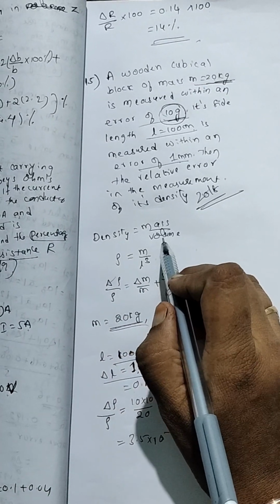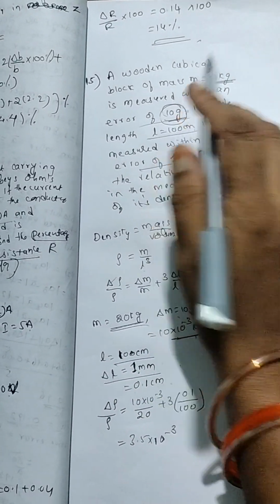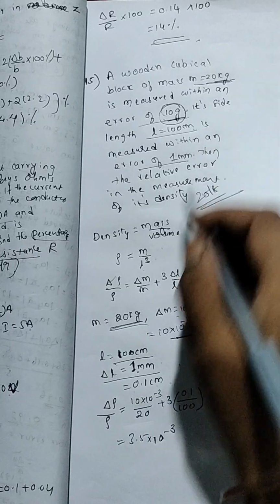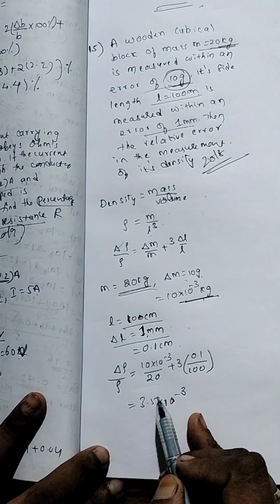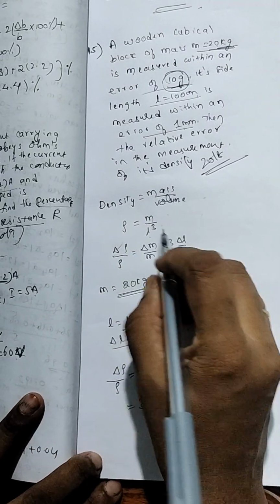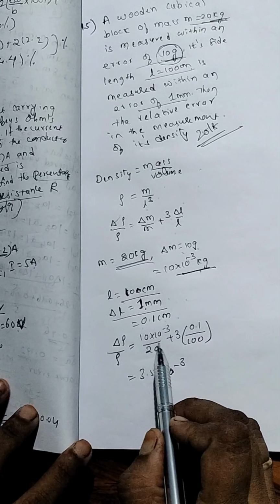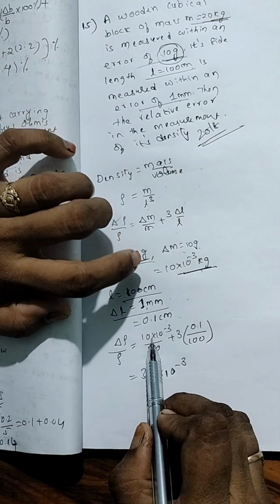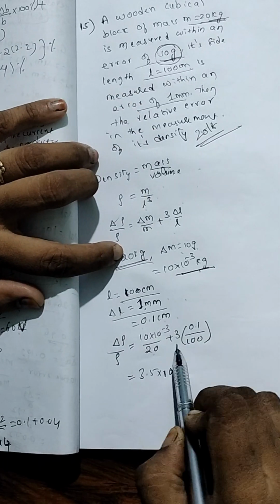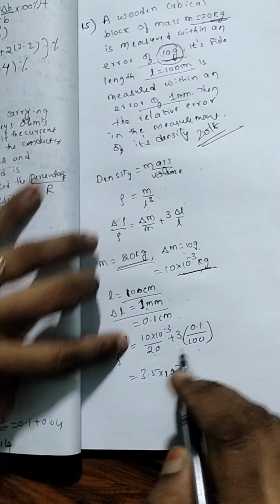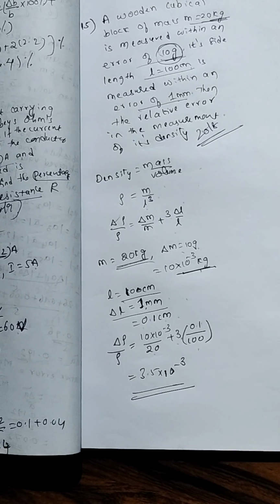Now density is mass by volume. Volume means length into breadth into height. L into L into L, L cube. Cube he said, so L equal to B equal to H we are taking. L cube. So percentage error, delta rho by rho equal to delta M by M plus, L cube, no, 3 delta L by L. So substitute delta M 10 into 10 to the power of minus 3 by 20 plus 3 of 0.1 by 100. If you simplify, you will get 3.5 into 10 to the power of minus 3.